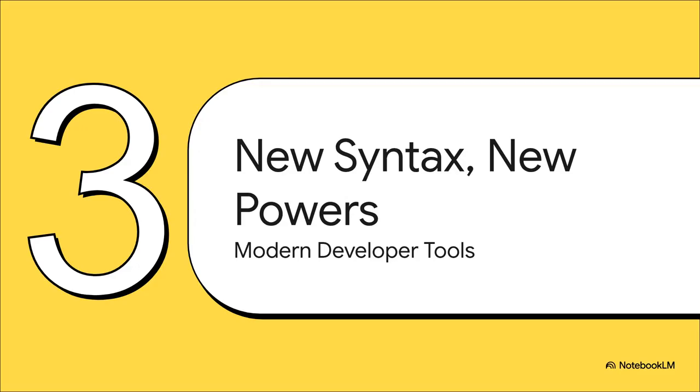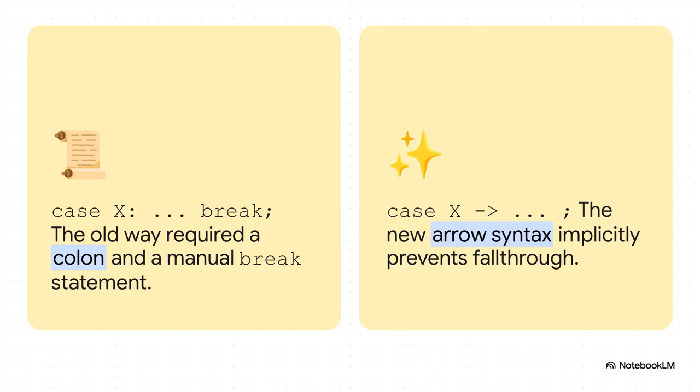Okay, so let's break down the new syntax and the new powers that make this approach so clean and powerful. The first thing you'll notice is the arrow. On the left, the old way needed a colon, and then you had to remember to break. On the right, the new arrow syntax does double duty. It separates the case from the result, and it automatically prevents fall-through. That break is now implicit. The arrow basically says, do this, and we're done here.